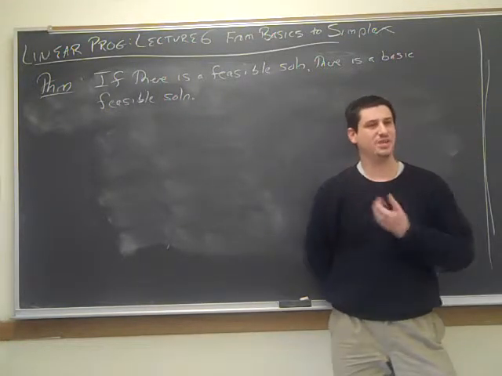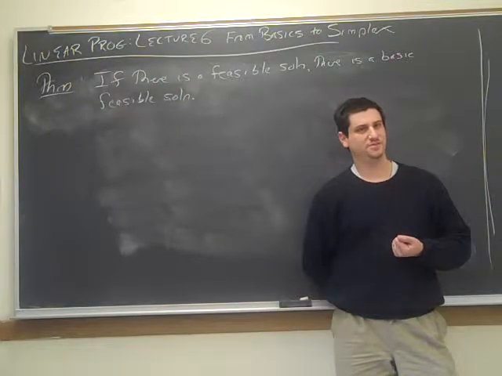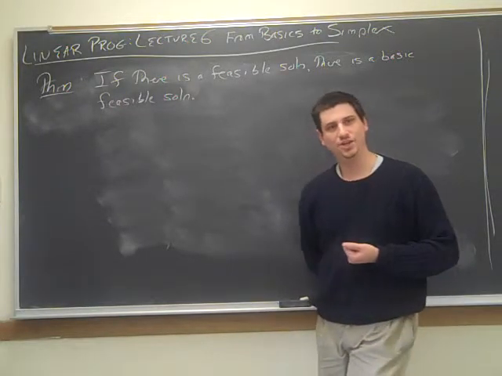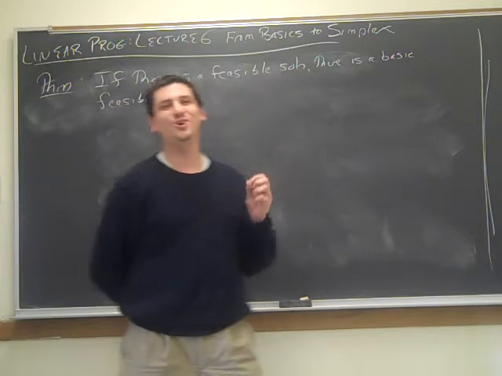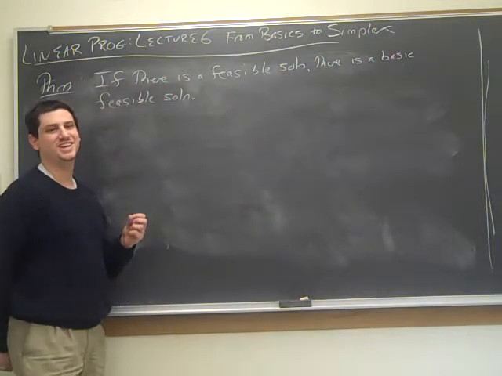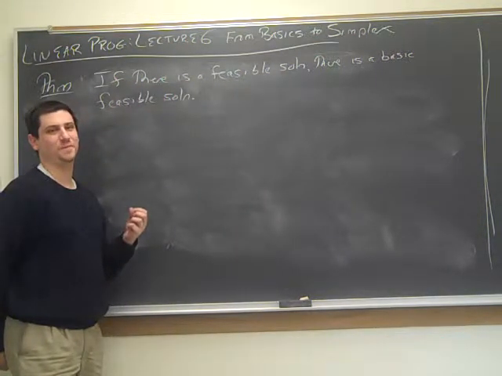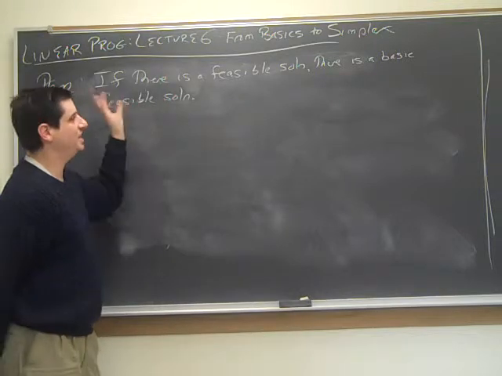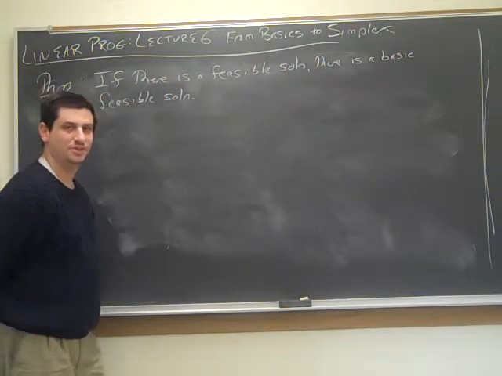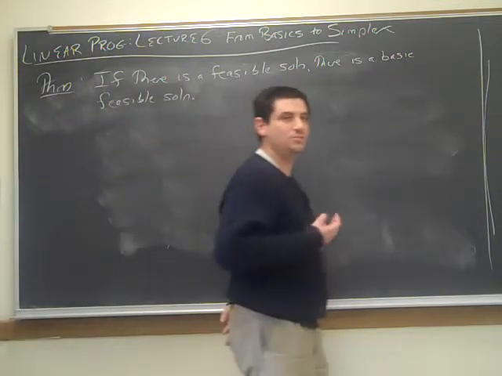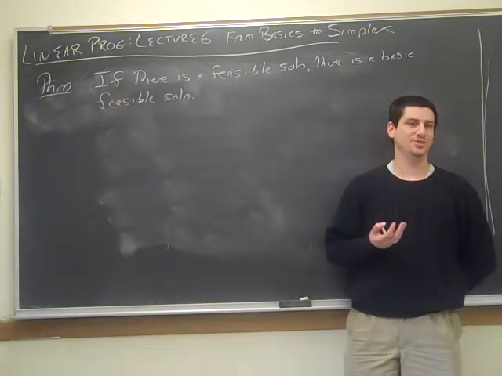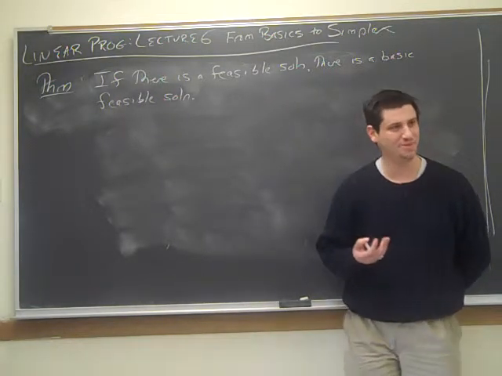What's the next thing you would expect after this? If there's a basic feasible, there is an optimal. No, all right? Because we know, unfortunately, that it's not always the case that there's an optimal solution. You're close. It has to involve optimal. So the next thing would be, if there's an optimal solution, then there's a basic optimal.